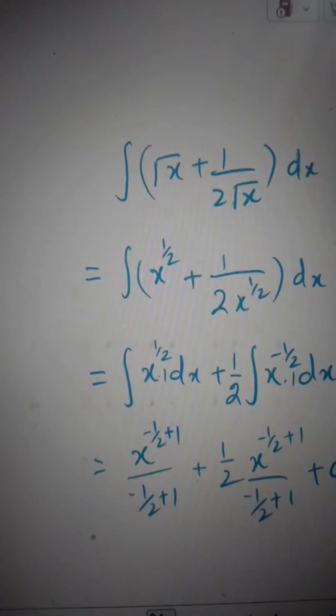So finally it is x power minus 1 by 2 plus 1 by 2 makes 1 by 2. This is simple number calculation. This is also 1 by 2, and here it is plus. So 1 by 2 plus 1 makes 3 by 2. Here x power minus 1 by 2 plus 1 makes 1 by 2, and that will be the denominator also. Plus c.